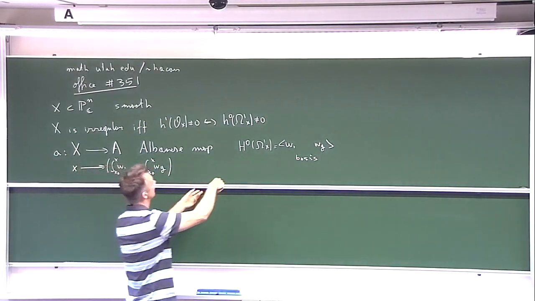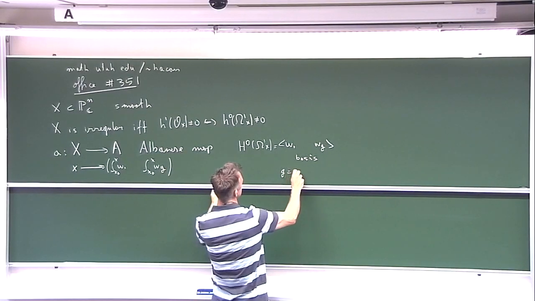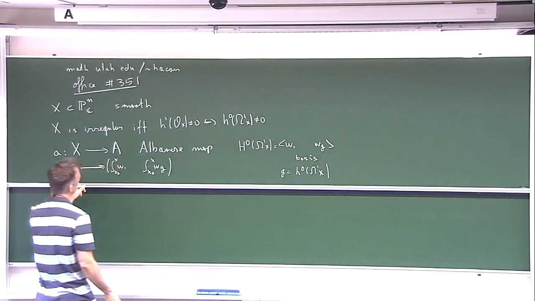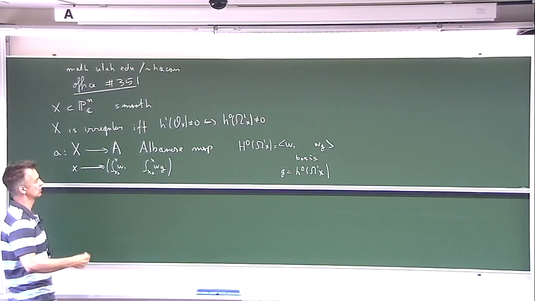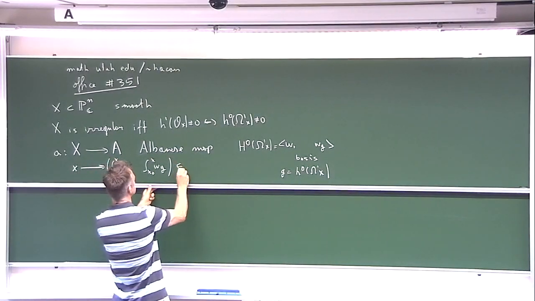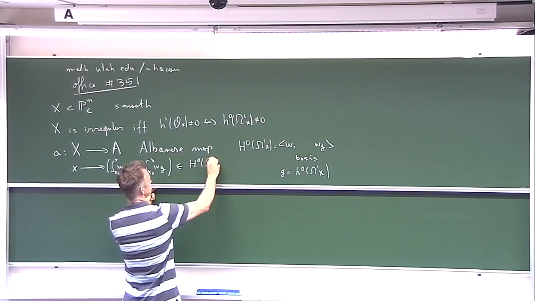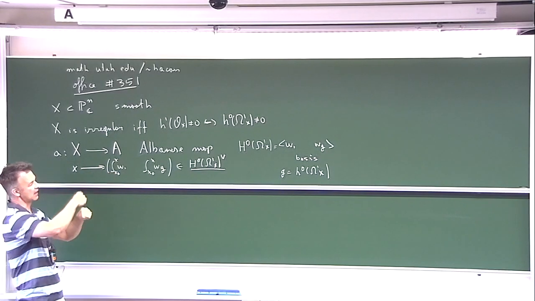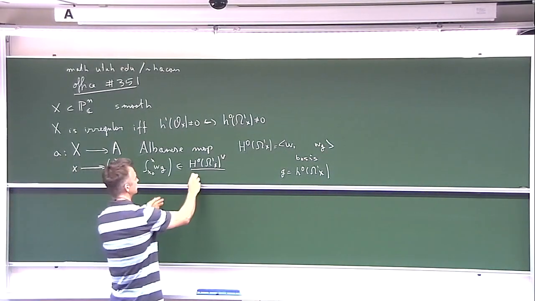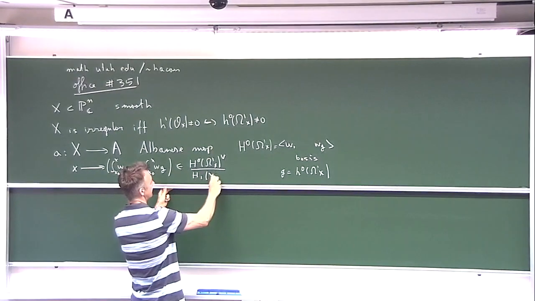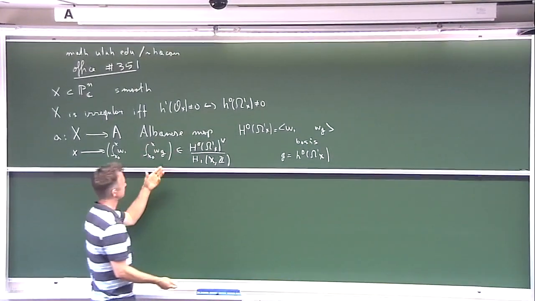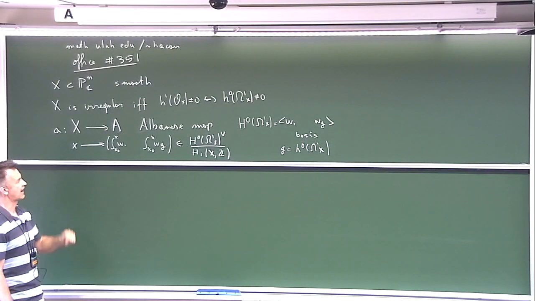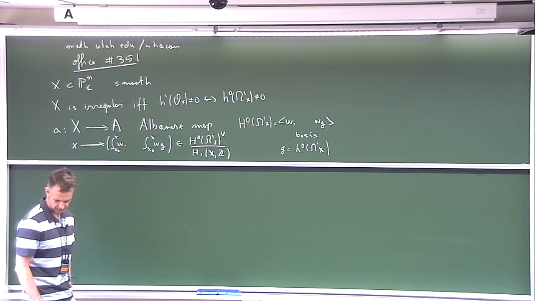Here, by g, I'm denoting the dimension, which is going to be the same as h^0 of Ω^1_X. Since I'm taking these integrals along holomorphic one-forms, I am getting something in H^0(Ω^1_X) dual. But these integrals are not well-defined. They're only well-defined up to closed loops, and so we have to quotient out by H_1(X, Z). So this is a complex torus. Any other map to a complex torus will factor through the Albanese map, so it's universal in that sense.